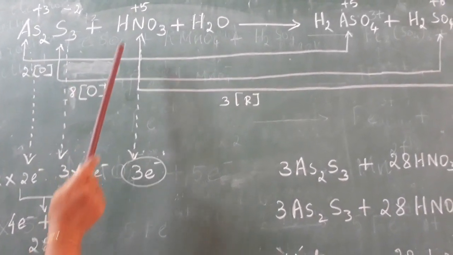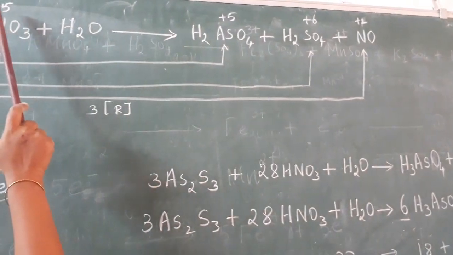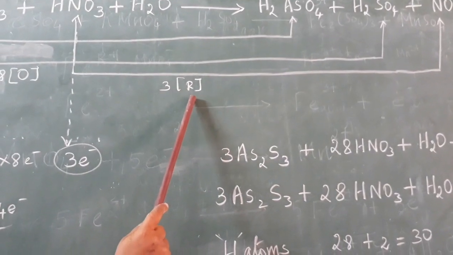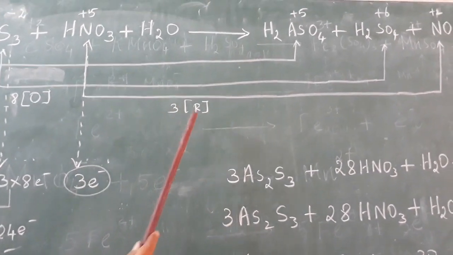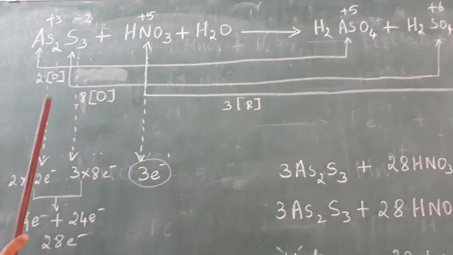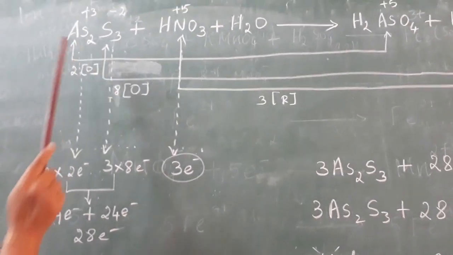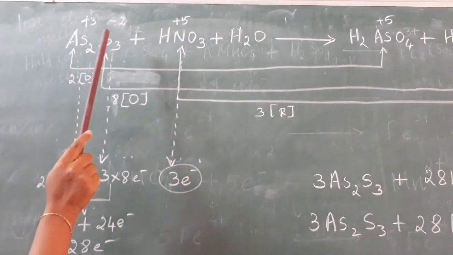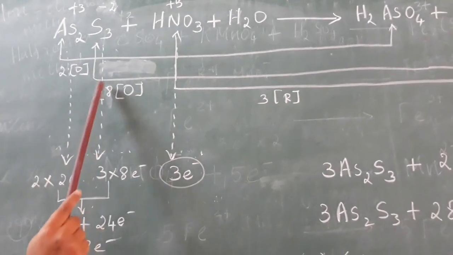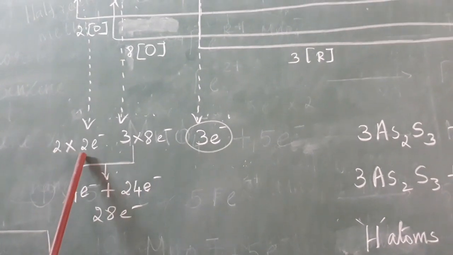So 8 oxidation. Now the nitrogen oxidation number is plus 5 and plus 2. So plus 5 to plus 2 means it decreases. When the oxidation number decreases, it undergoes reduction. How much reduction takes place? 3 reduction takes place. Now see that plus 3 to plus 5 means 2 electrons are lost. So for 2 arsenic, 2 into 2 electrons. Here 3 sulfur is present, so I put 3, and 8 electrons are lost, so put 8 electrons. So 3 into 8 is 24 electrons, and here 2 into 2 is 4 electrons.